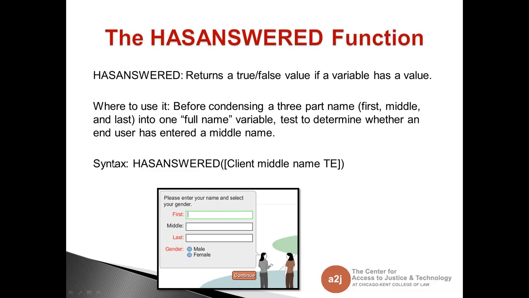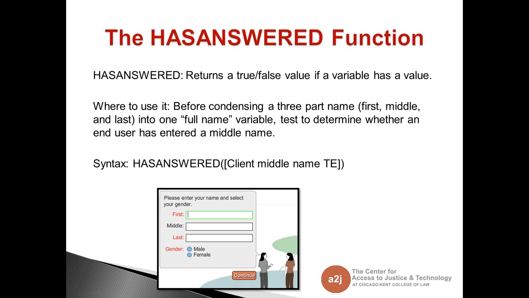The next function is the hasAnswered function. hasAnswered is going to return a true-false value if a variable has a value. So it's basically you, the author, asking A2J, has the end user answered whatever variable? So where would you use it?